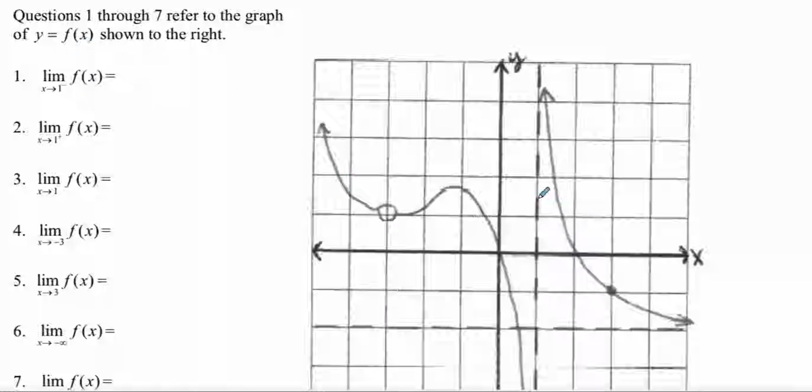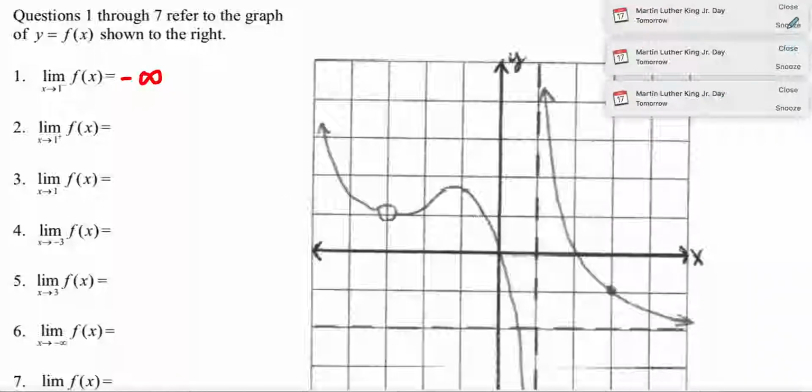Y equals f of x, as you can see, it's right over here. And first one is the limit of f of x as x approaches 1. This small negative sign means coming from the left. So 1 is over here, but I'm coming from the left. Then where is the graph approaching? It's going down, so it's going to be negative infinity.